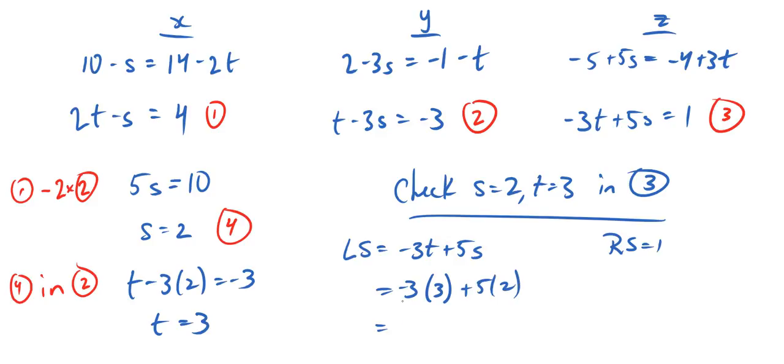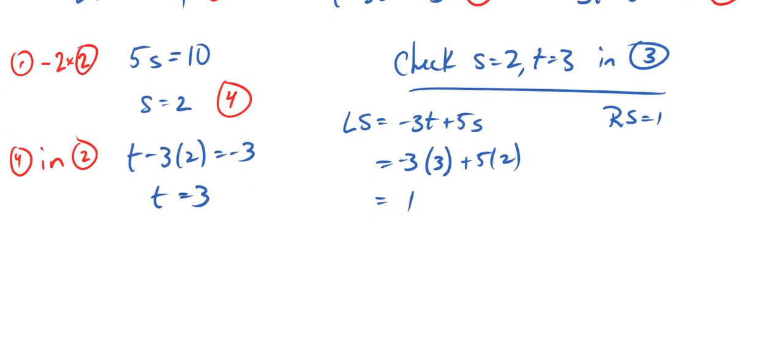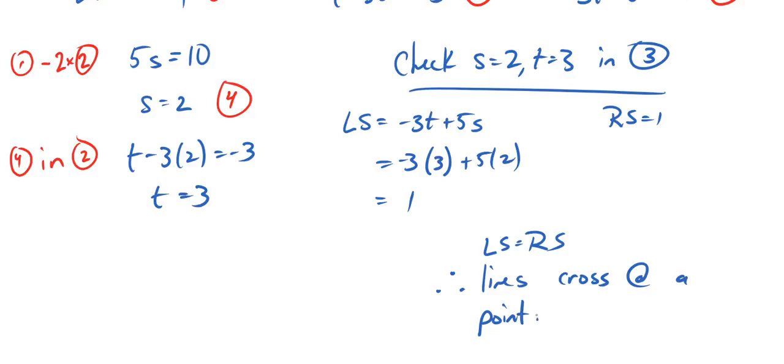So this looks like negative 9 plus 10, which is 1. All we've determined there is that the lines cross at a point. And we found the t and the s that make them cross, but that's not the solution.